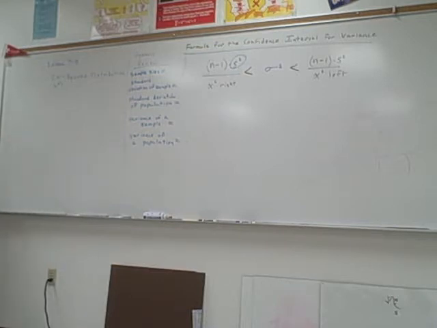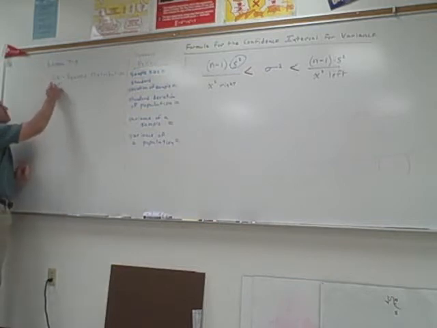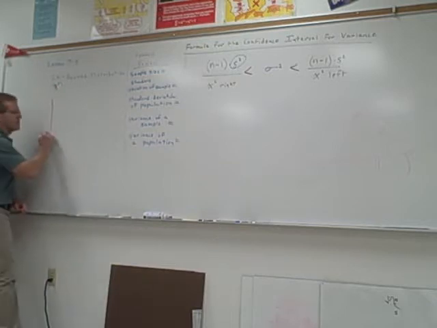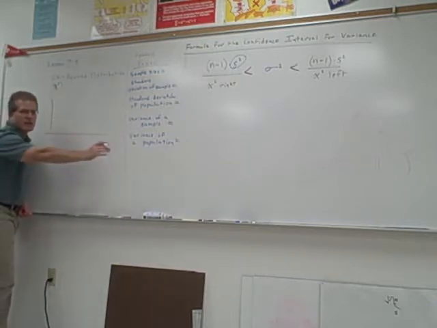Lesson 7.5, we have a new distribution. It's called the chi-square distribution. I know CHI doesn't look like chi, but it's pronounced chi. The Greek letter chi looks like a cursive S. So that says chi squared. This letter right here is chi. It's the Greek letter chi.